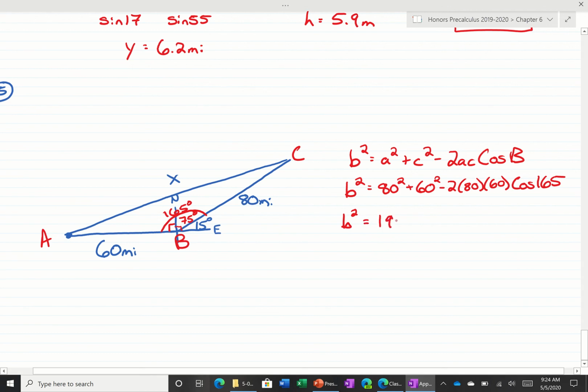That comes out to 19272.8 whatever. And if we take that square root, that'll give us side b, which in this case is the distance that we wanted. That distance is 138.8 miles.